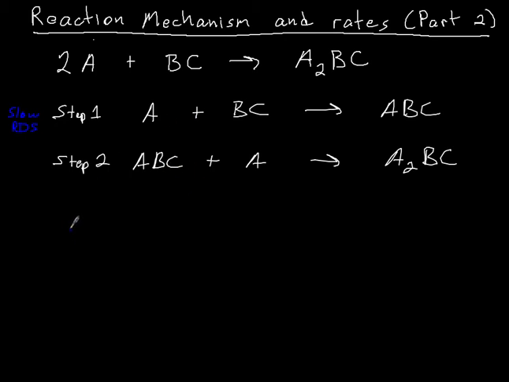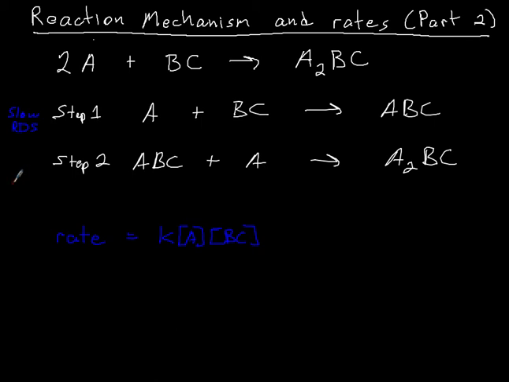And so if we said that the first step was the slow step, then the rate would be equal to K times the concentration of A, because it's one of the reactants in that step, times the concentration of BC, because it's one of the reactants in that step. And that's it. If you have a mechanism and you know the rate determining step, then you know the rate law. It's simply the reactants in the rate determining step. And so that is the rate law if step one is the rate determining step.